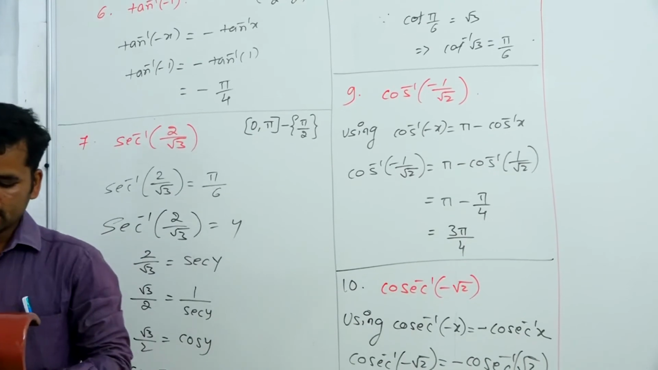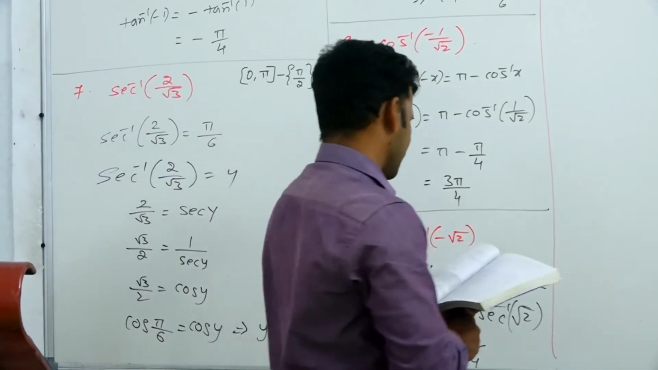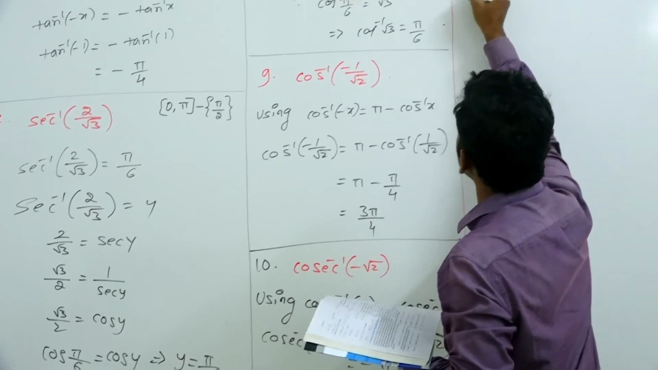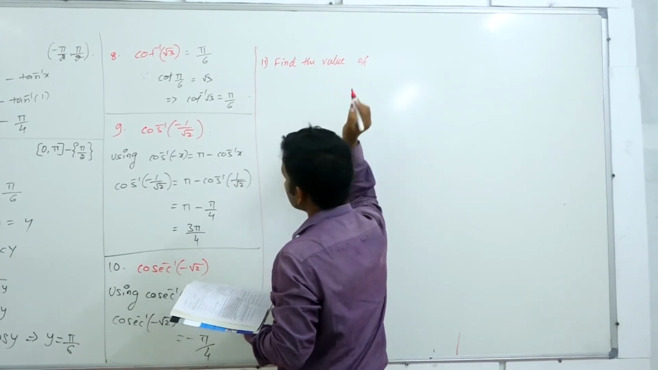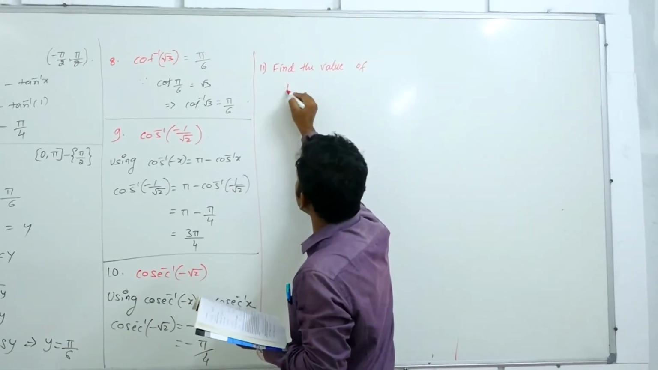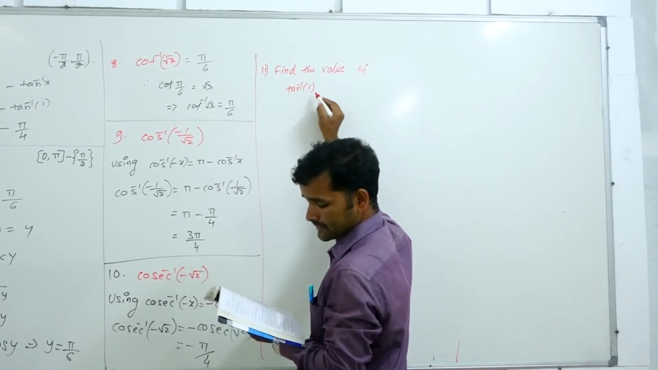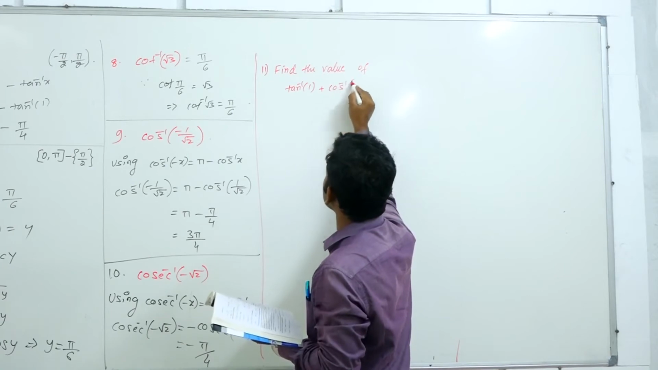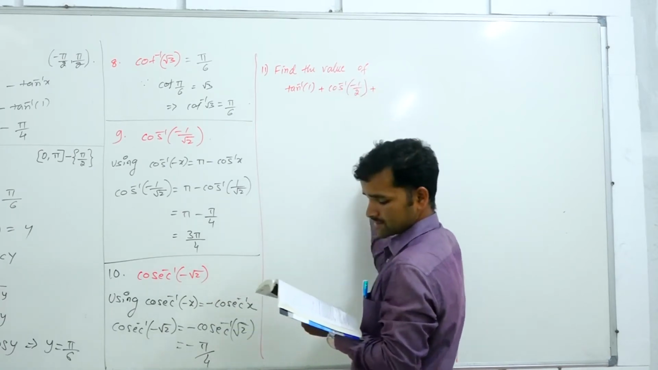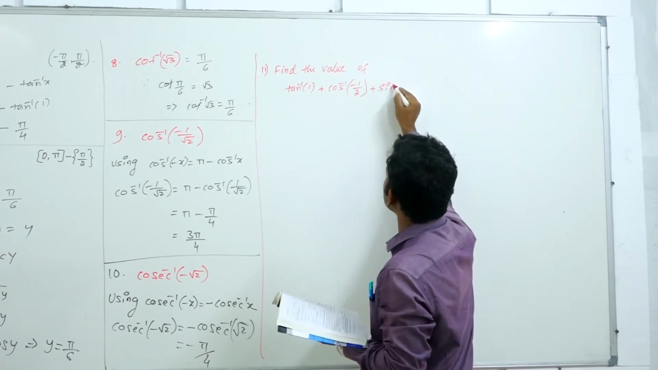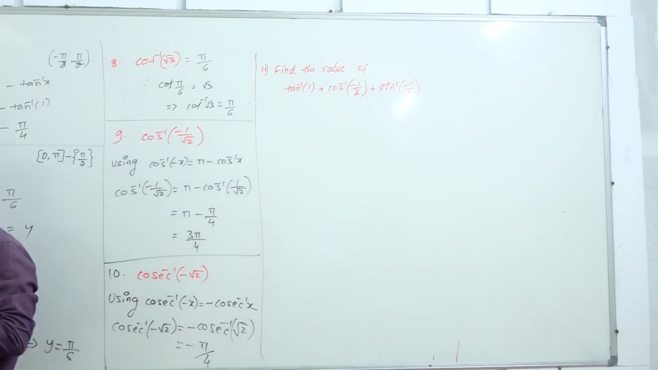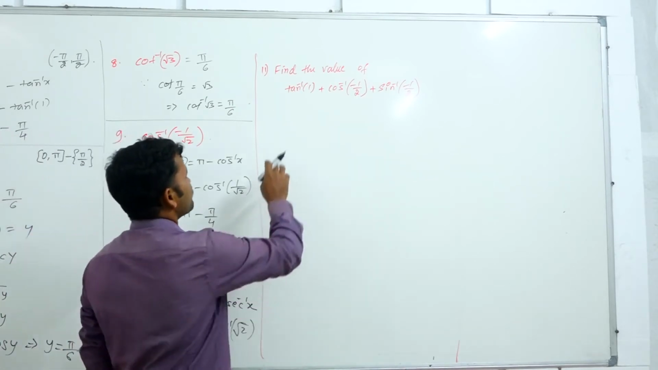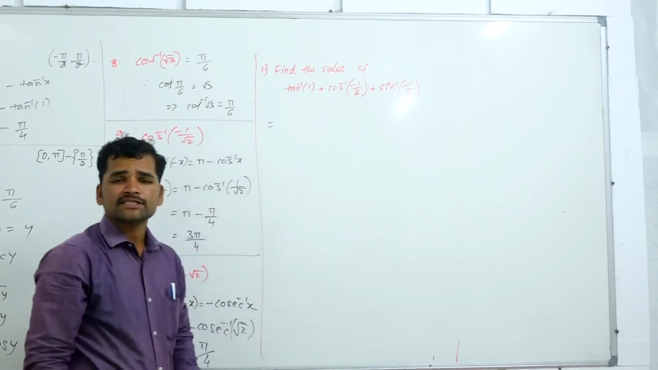Question number 11 says find the value of the following. First one, that is find the value of tan inverse of 1 plus cos inverse of minus 1 by 2 plus sin inverse of minus 1 by 2. Again we need to write the value of this. Again, simple concept it is. See, tan inverse of 1 means you can write it directly, that is 45 degree.